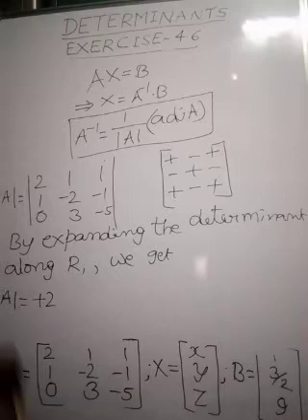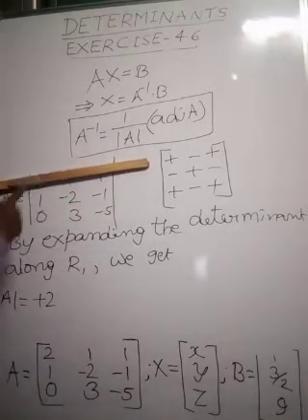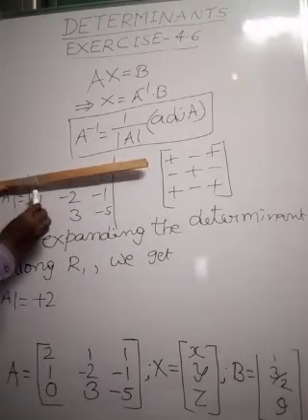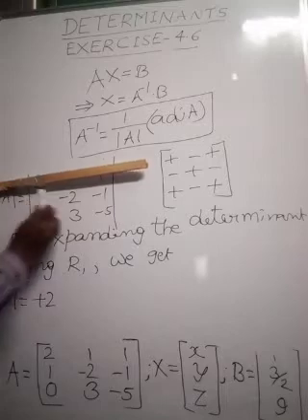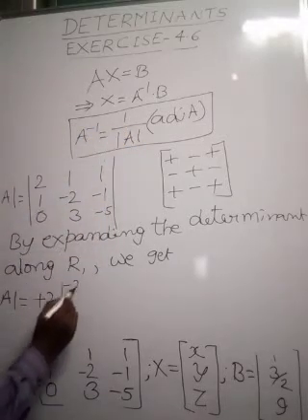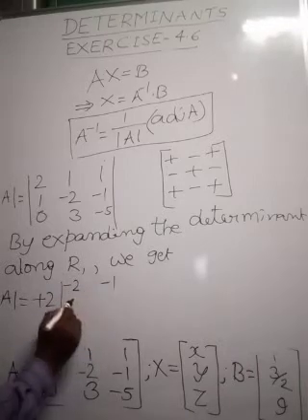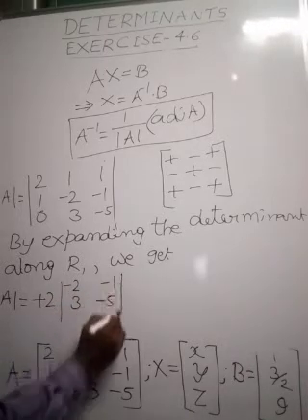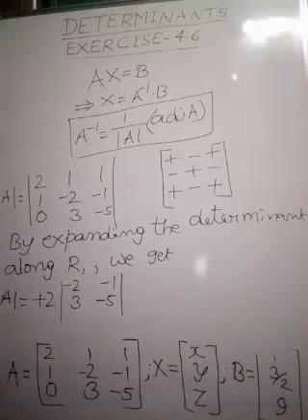Now we close this row and this column. What is the submatrix you get here? Minus 2, minus 1, 3, minus 5. This is our first term.